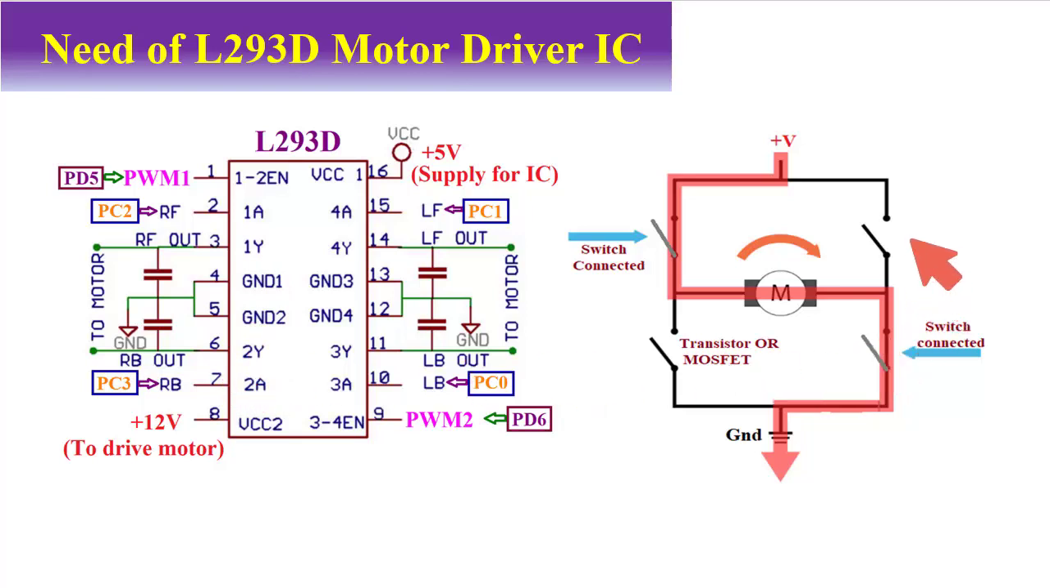The other two switches, this switch and this switch, will be in short circuit, or connected, and this switch and this switch will be open. So current will flow from the right side to the motor and ultimately come out from the left side of the motor to the ground. In the previous case current flowed from left to right, and in the present case current will flow from right to left. So the direction of the motor movement will be just reversed.